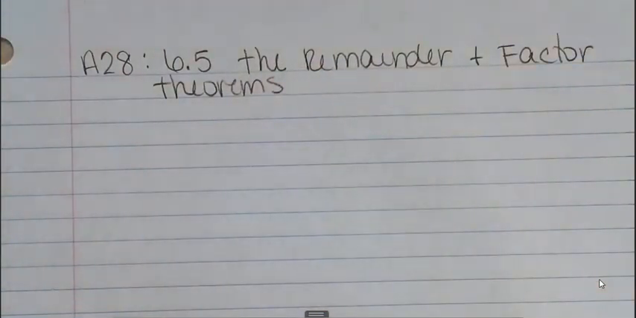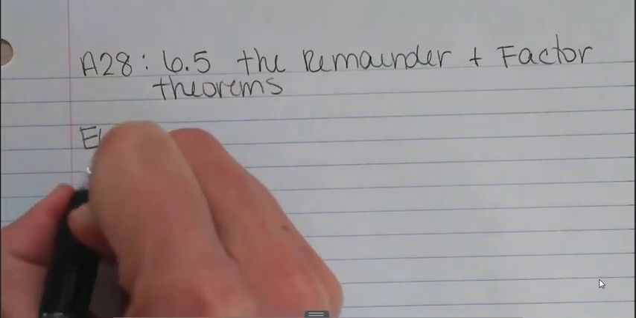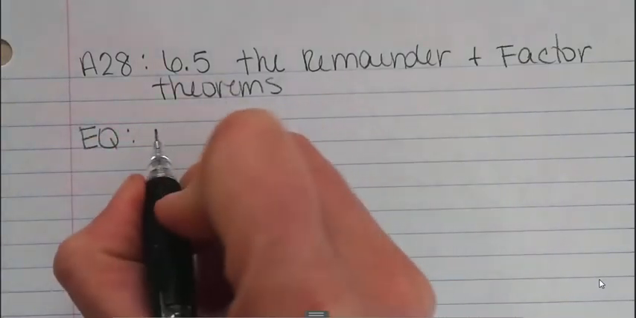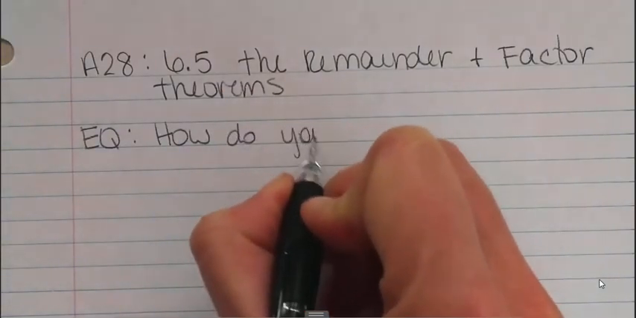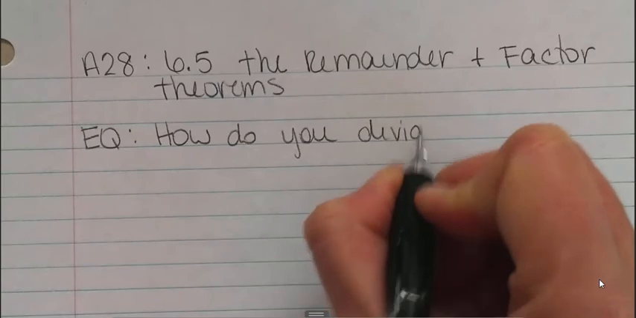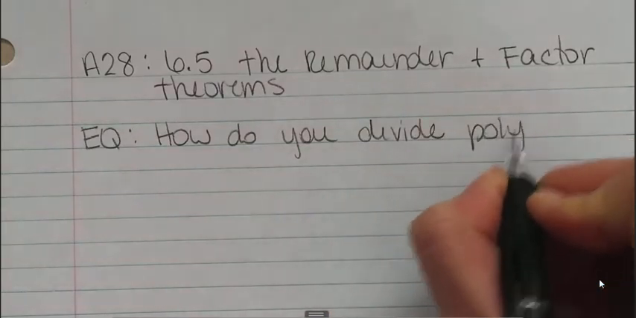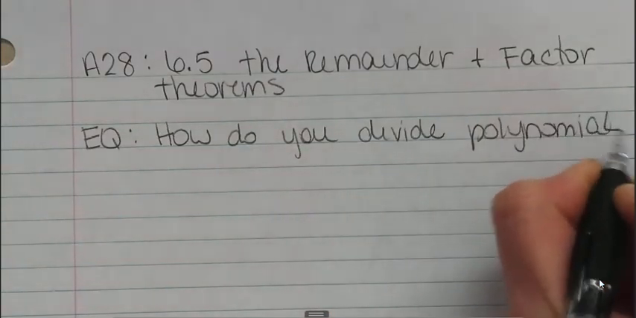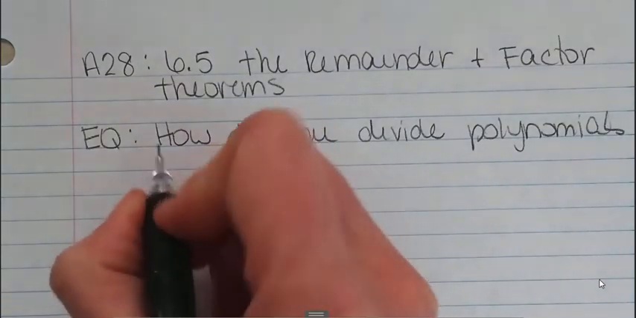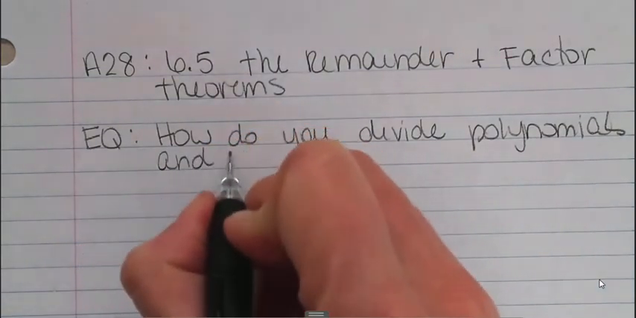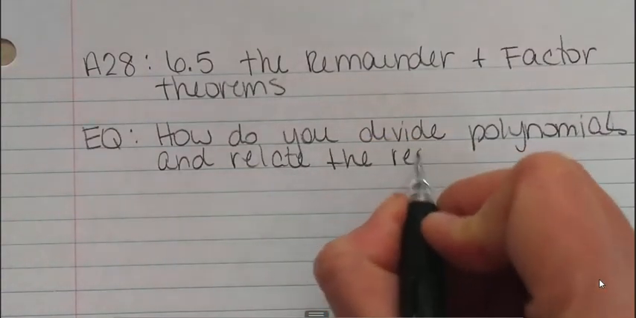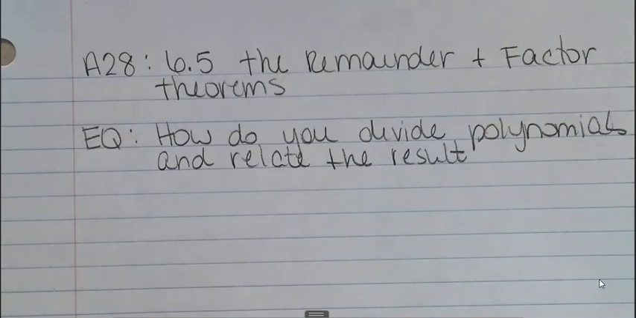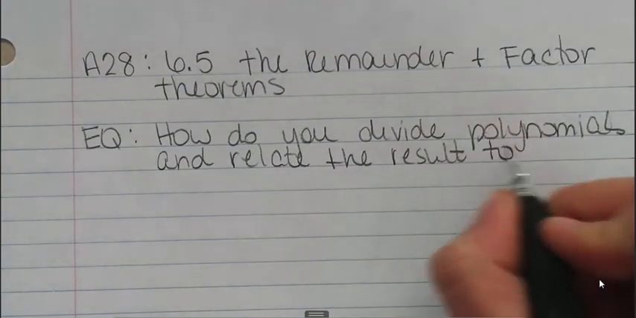So assignment 28, 6.5, the remainder and factor theorems. Your essential question: how do you divide polynomials? And relate the result to the remainder and factor theorems.